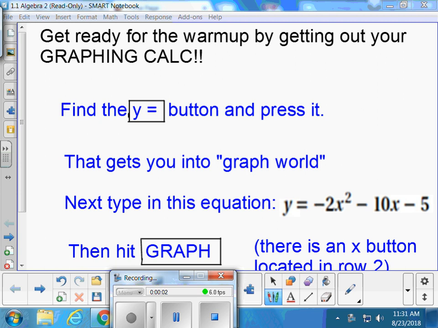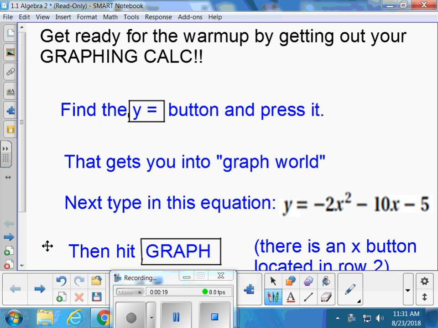What's up, math scholars? We're doing another video today. We're going to learn section 1.1, but the most exciting news is we're going to learn all about graph world in the calculator. Who's excited? Woo! Graph world, graph world, graph world. They're excited. You just can't tell.